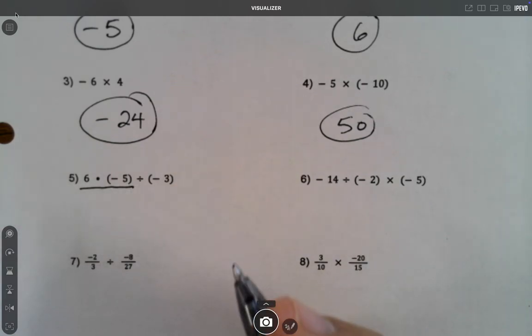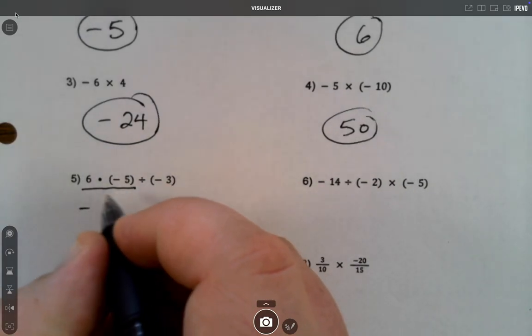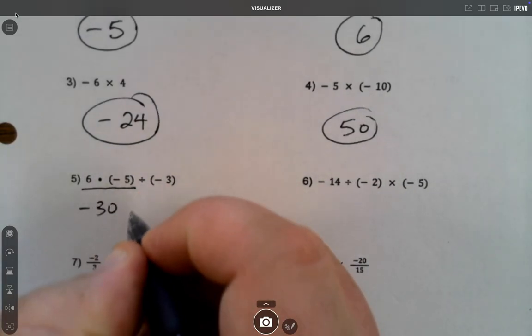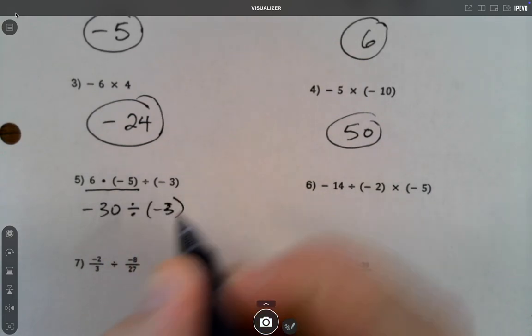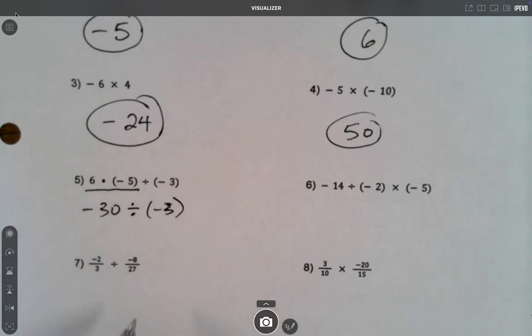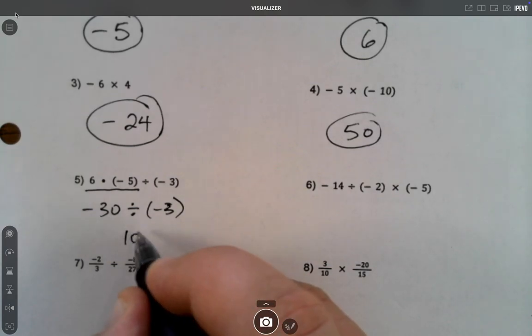So I start with 6 times negative 5. That's a positive times a negative. Those are different signs. So I know the answer will be negative. And 6 times 5 is 30. But now I have a negative divided by a negative. So the two signs are the same. So I know the result will be positive. 30 divided by 3 is 10.